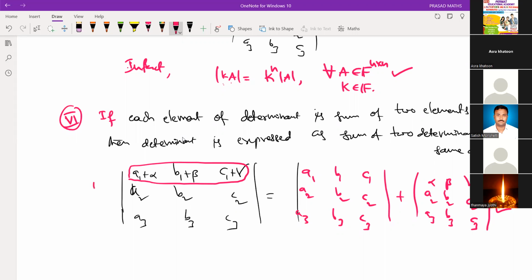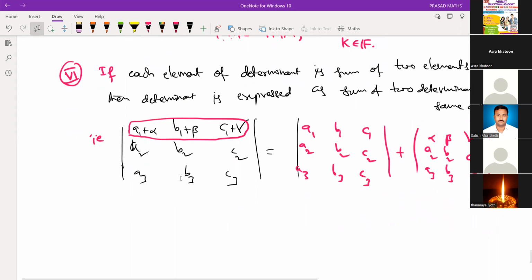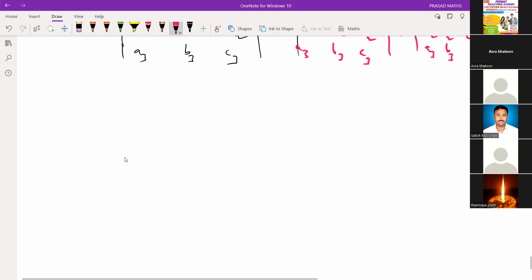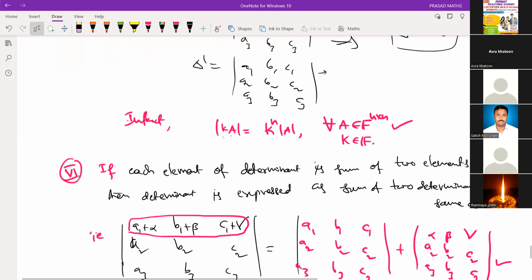This is actually the property. If in any row or column each element is expressed as a sum of two elements, then the determinant can be expressed as the sum of two determinants of the same order. That's my point. Next one is property number 7.